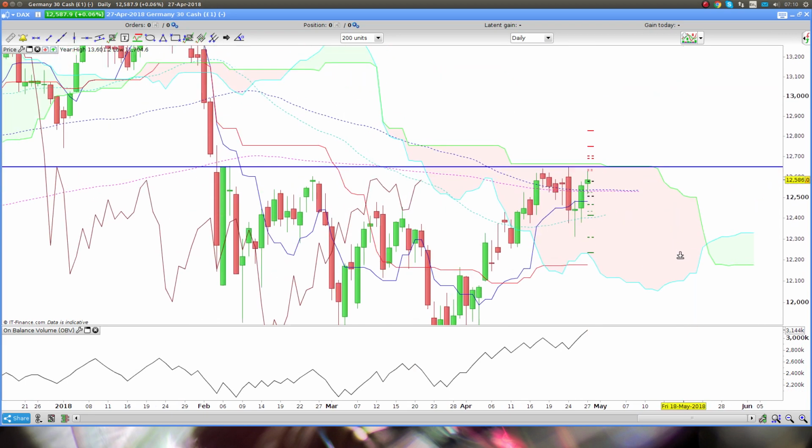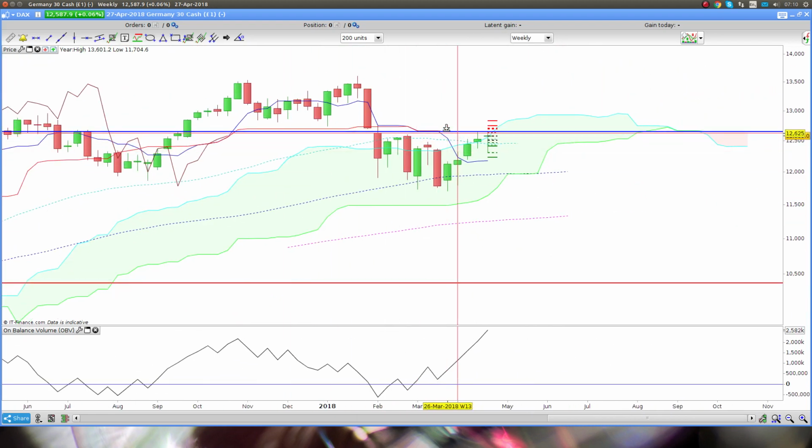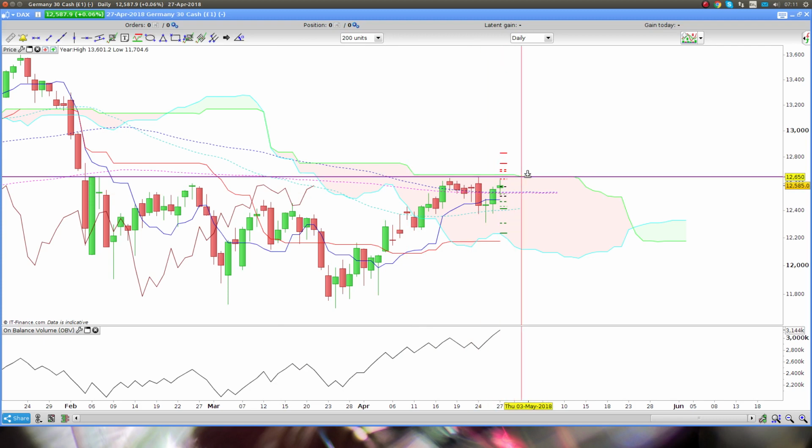Okay, so this blue line was the monthly Tenkan-sen, and you can see how price has been trying to get through here. This line is also the weekly Tenkan-sen, so it's the red line on the weekly. So you can see already that is a very important level. The monthly, the weekly, and then the daily plays another level with us, which is a flat cloud, the top of the cloud. So there is a very important level.